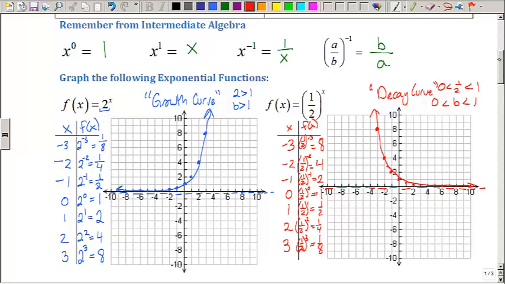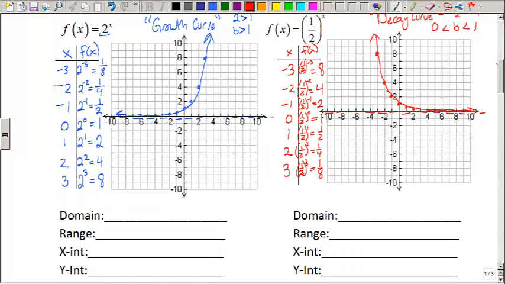Let's take a look at some of the similarities that we have in each of these graphs by finding some properties. My domain for the blue graph is negative infinity to positive infinity, because there is no value for x that I cannot plug in to get some f of x value. There's no forbidden or excluded domain value, so we assume that the domain is all real numbers, which it is.